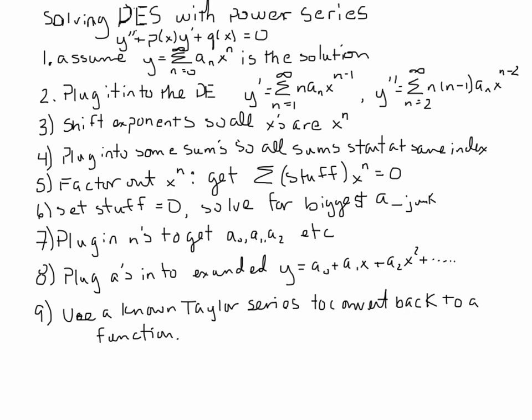If the sum starts at 1, you start plugging in 1. And those are going to let you solve for a naught, a1, a2, etc. So that was the whole goal. Then once we have those, we can plug those back into our solution. This is what we guessed originally.